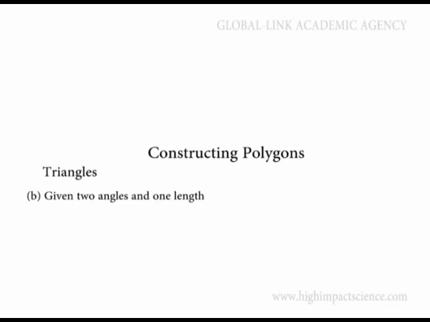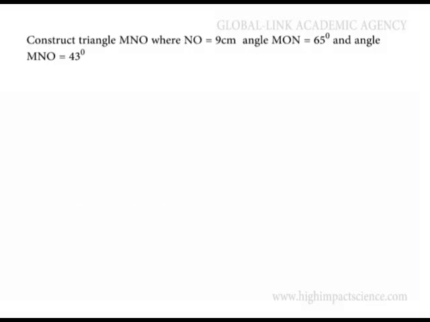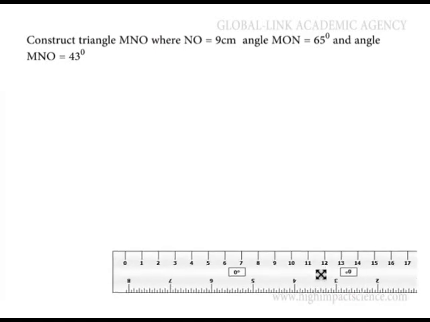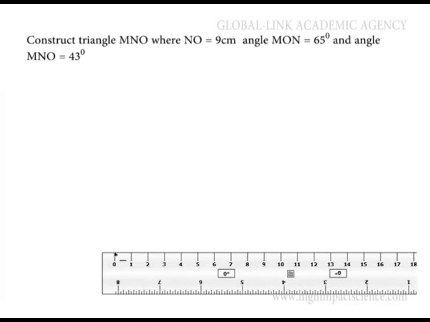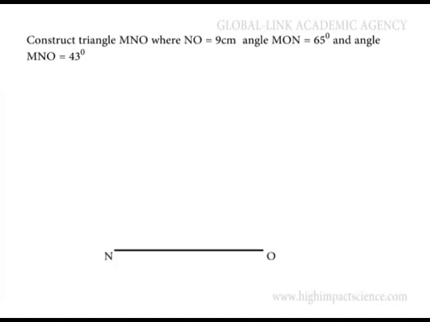The next triangle is when given 2 angles and 1 length. We will construct triangle MNO, where NO is equal to 9 centimeters, angle MON is equal to 65 degrees, and angle MNO is equal to 43 degrees. We start with the line, 9 centimeters. That is NO.